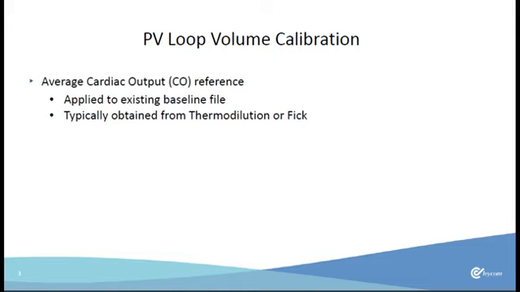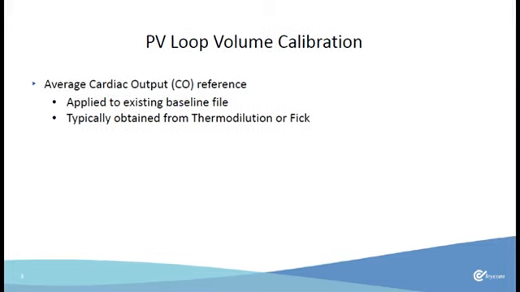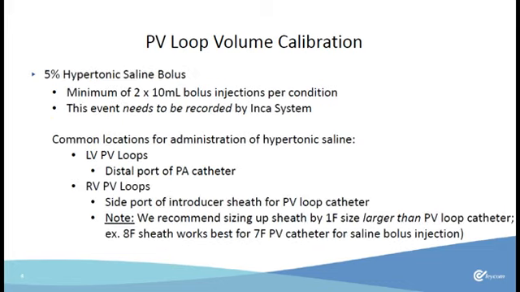This is typically obtained from several averages of a thermodilution intervention or by the Fick estimation. Note we will use this average cardiac output value later on in the calibration process, however it is not needed during any live PV loop acquisition. The second item that is needed is a PV loop recording of a bolus injection of 5% hypertonic saline.